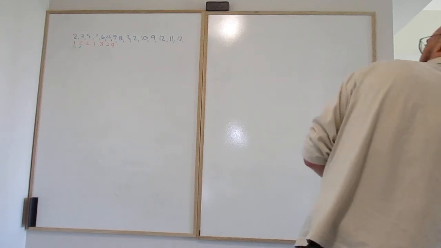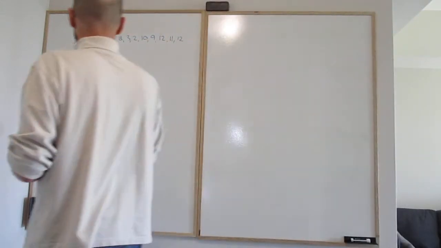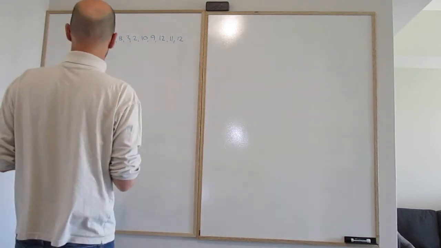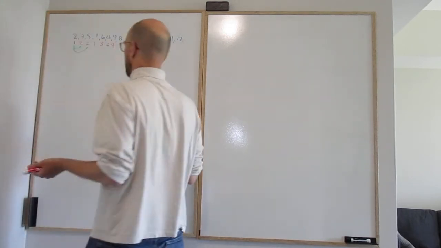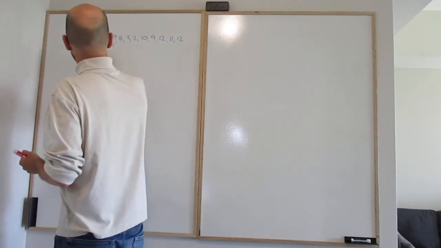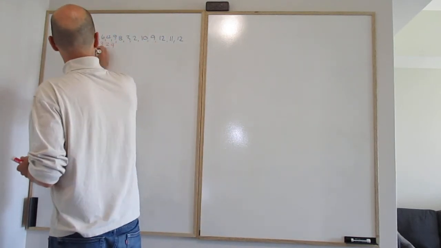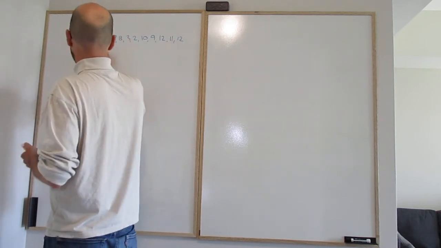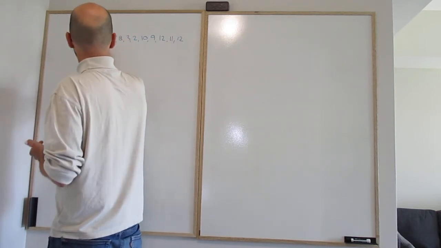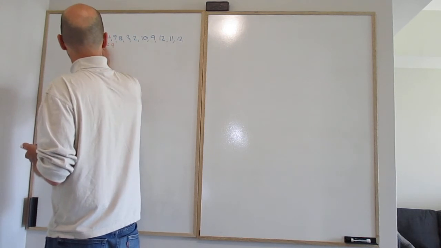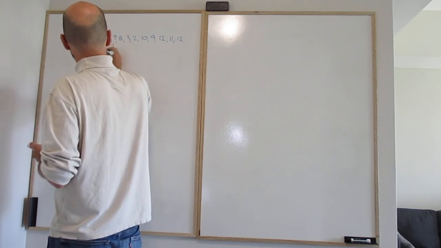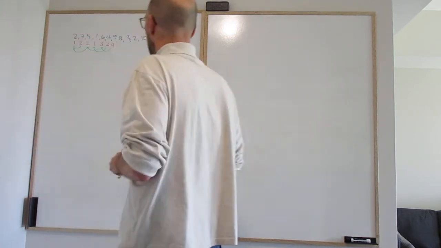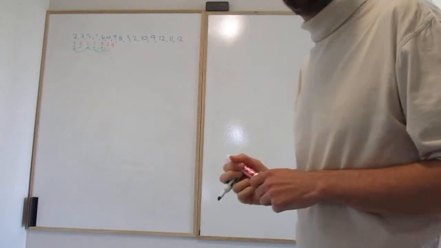So 5 also goes here. We store a pointer to this. 1, we don't store a pointer. 6 points to 5. 4 points to either 1 or 2. 9 points to 6. Okay, so 8, what do we do?